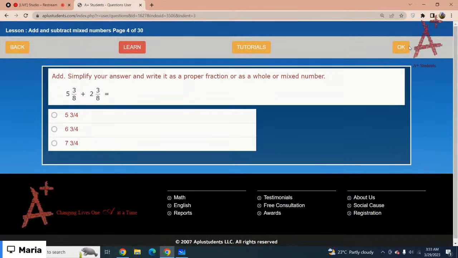Okay, the next one is 5 whole 3 over 8 plus 2 whole 3 over 8.